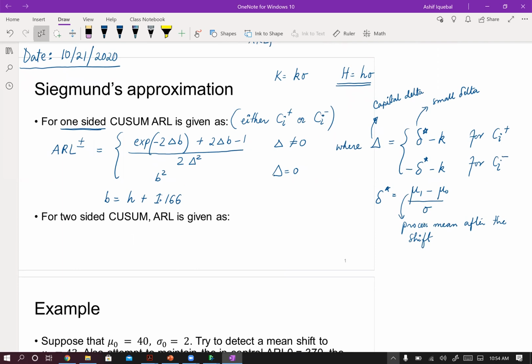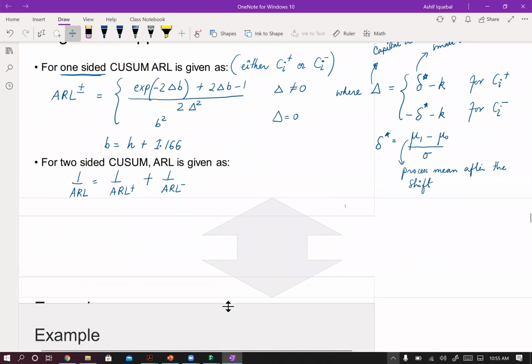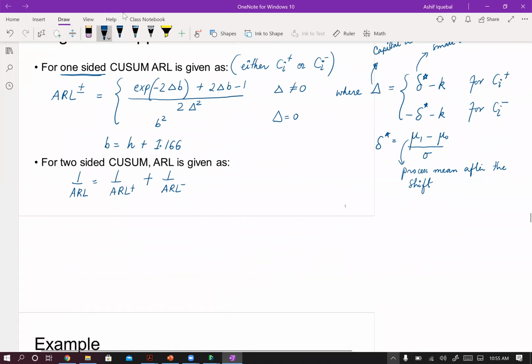Now, if you are using a two-sided CUSUM chart, in other words, if you're plotting both Ci plus as well as Ci minus together, then you will have average run length given as 1 by ARL is equal to 1 by ARL plus plus 1 by ARL minus. That will be the value of your average run length when you're using a two-sided CUSUM chart. Right, let's write down a few cases here. Any questions so far? I will present an example so that it's easy for you to understand how these values are calculated. Okay. All right, so now we have ARL for both of these two cases.